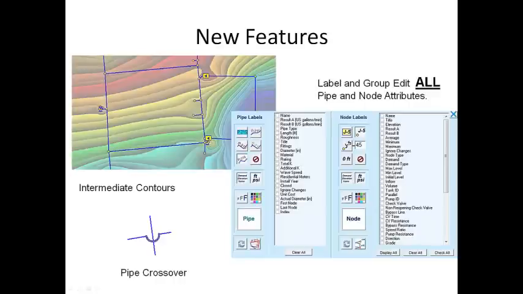Other new features include the ability to display intermediate contours, a pipe crossover for intersecting pipes that are not connected, which is available in both the classic and KYnetic interfaces, and last on this screen is a far more comprehensive group edit and labeling capability. In the classic interface, the parameters available for labeling and editing were limited. Now all data associated with pipes and nodes may be group edited and labeled. Label options have been expanded to include units and multiple labels.